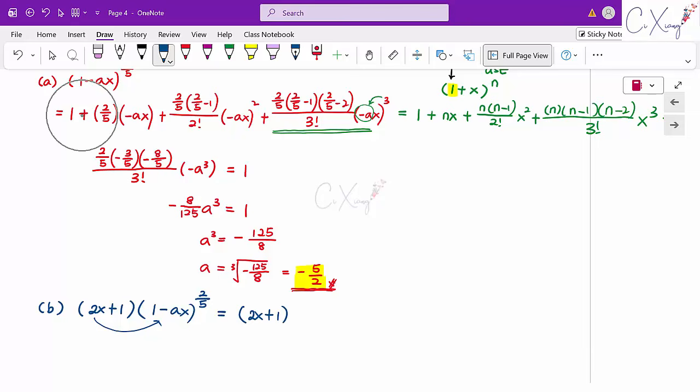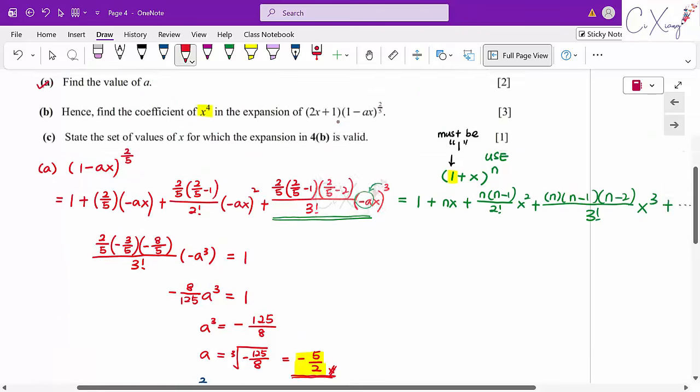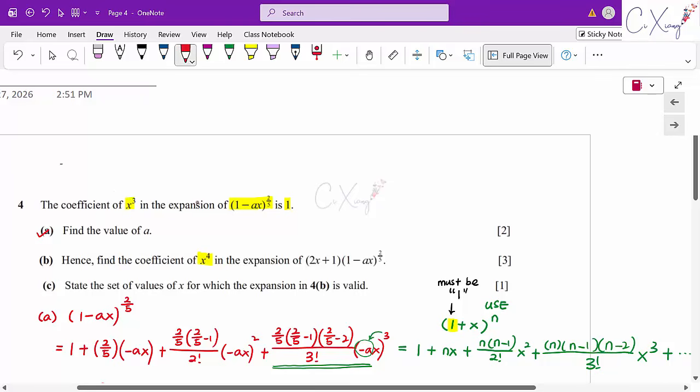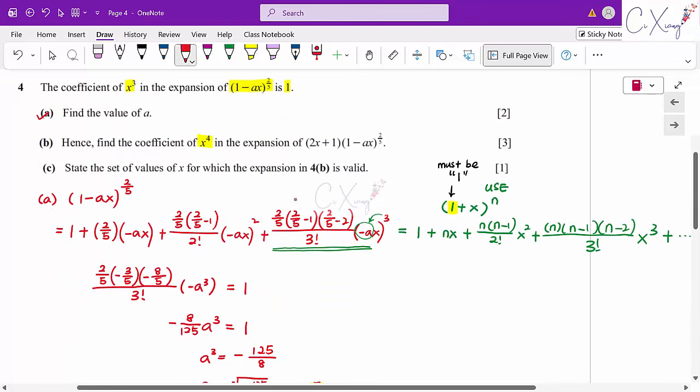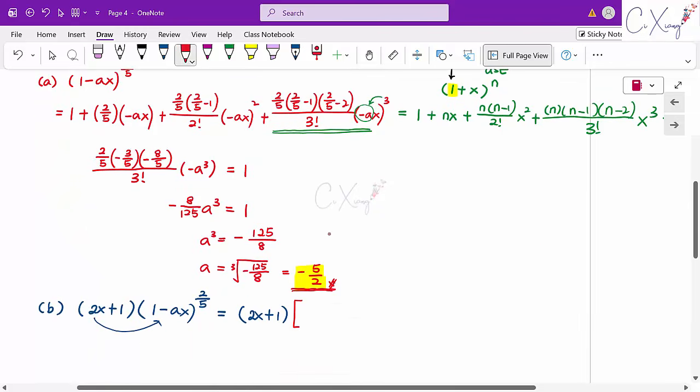I don't expand from the beginning anymore. What I do is I just try to take whatever terms I need. So for this one, I need something with x power 3. Just now they already told us that the coefficient of x power 3 in this expansion is 1. Therefore, I know that this whole thing here should be 1x power 3. So I put it here, 1x power 3.